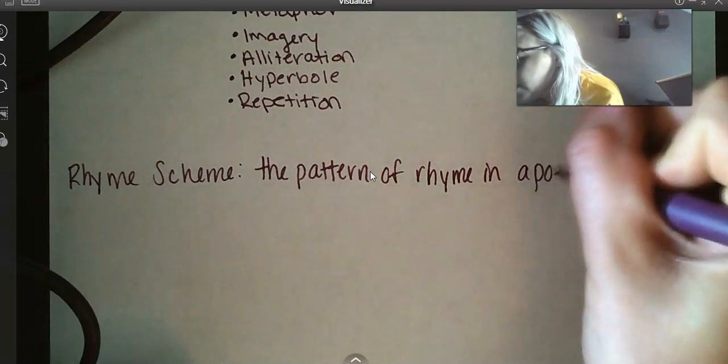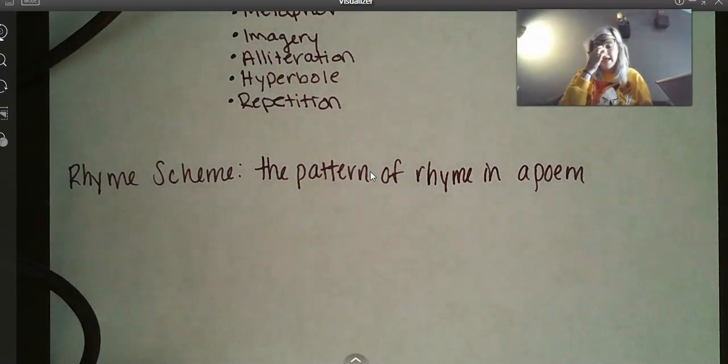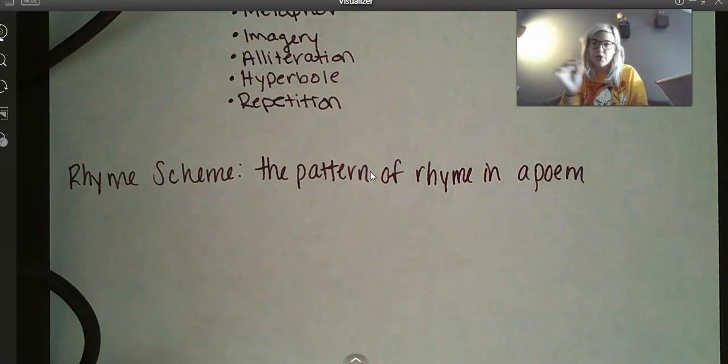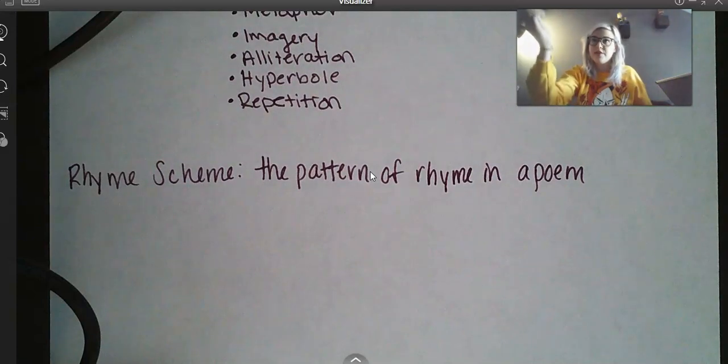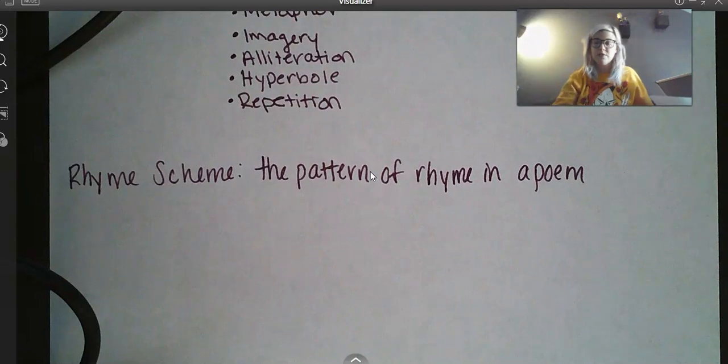So, you're focusing mostly on the end rhyme, the last word. You're seeing what final words rhyme, and you give them a letter that shows how they are connected. So it would be like, oh, these two lines end in one word, so it's going to be A, B, B. So it goes with the alphabet.